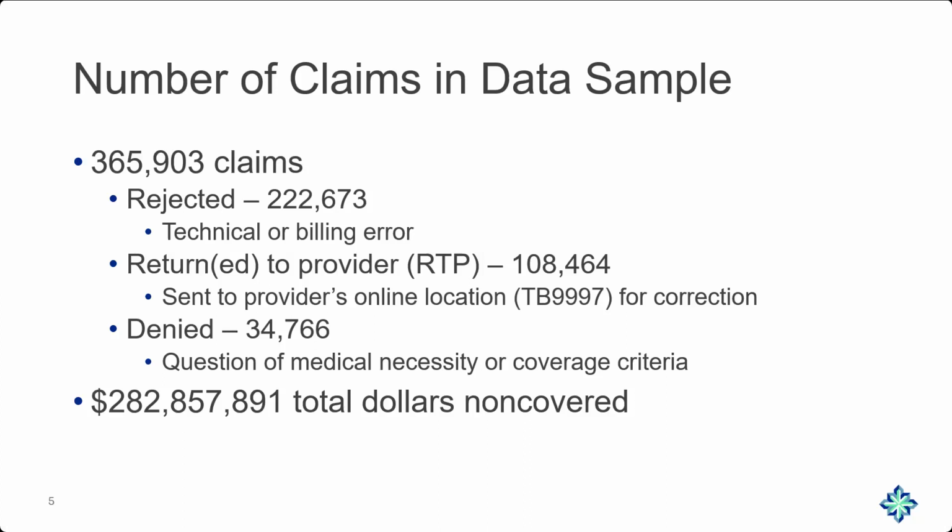So I wanted to define those two terms because sometimes we use rejected and denied interchangeably. I might say a claim denied is a duplicate when in reality it rejected. So it might not seem like a big deal, but the actions that you take for each of those is a little bit different. So they are different in technical terms.